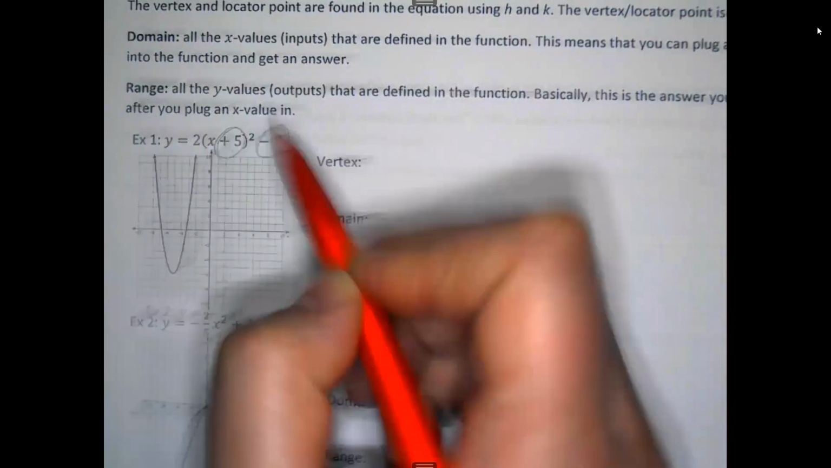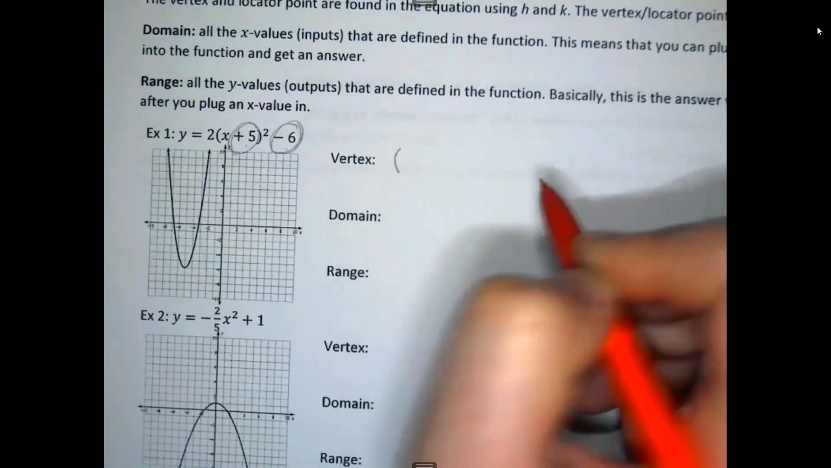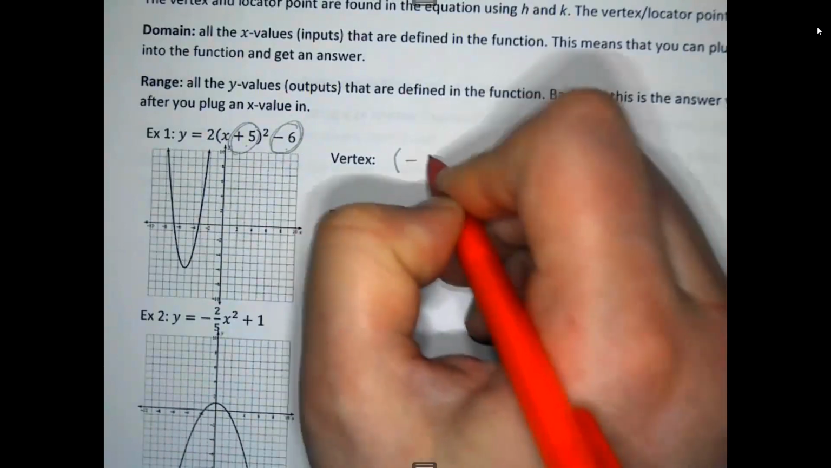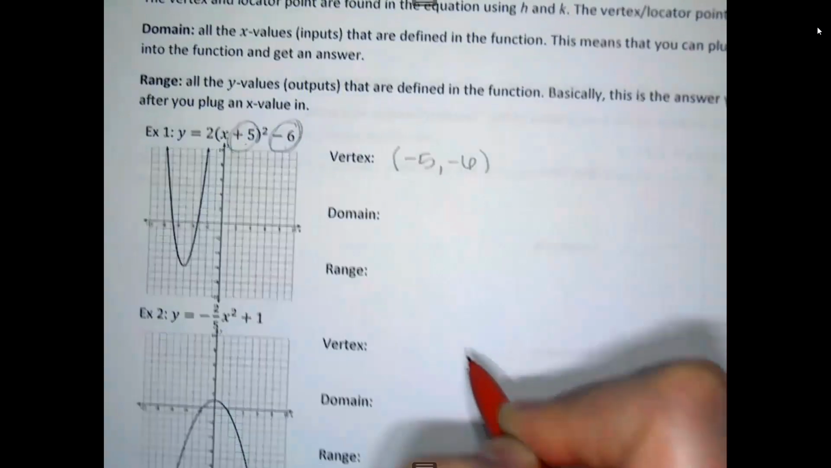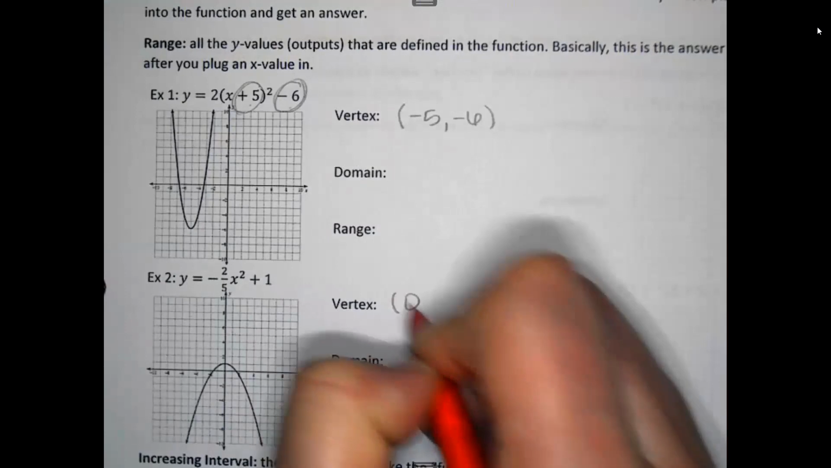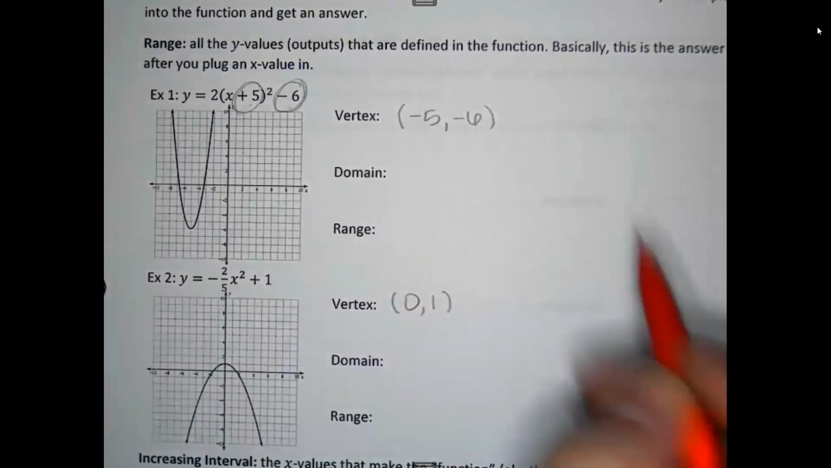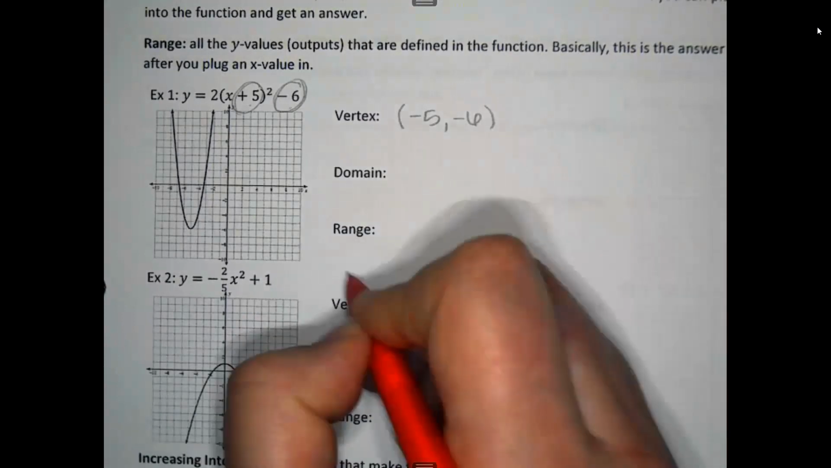Thanks. And it's this number on the end. So what is the vertex for the first example? -5, -6. Okay. What is the vertex for the second example? Yeah. 0, 1. Perfect.